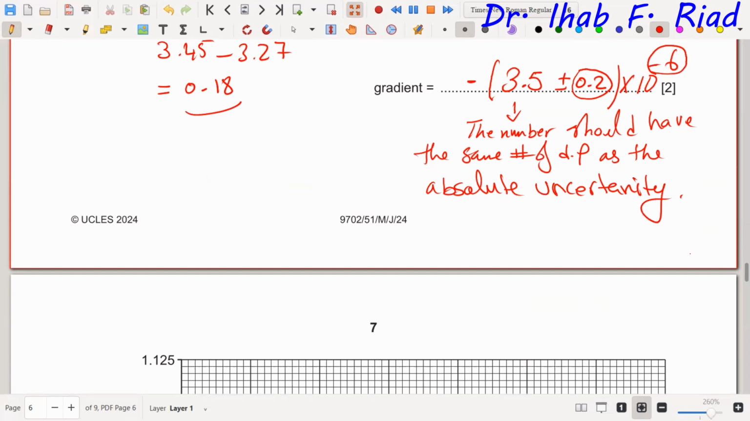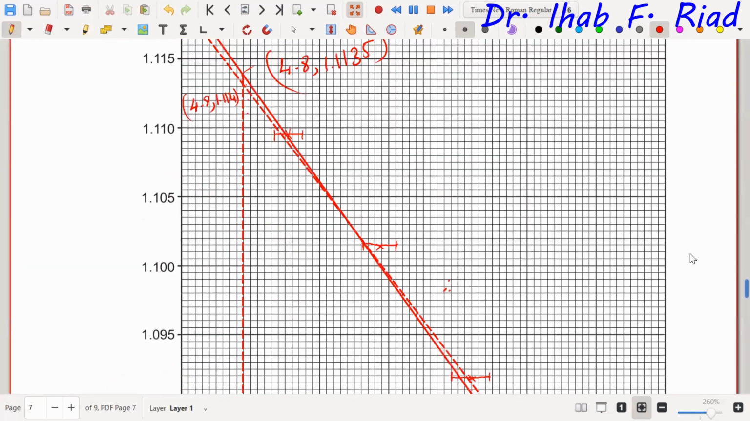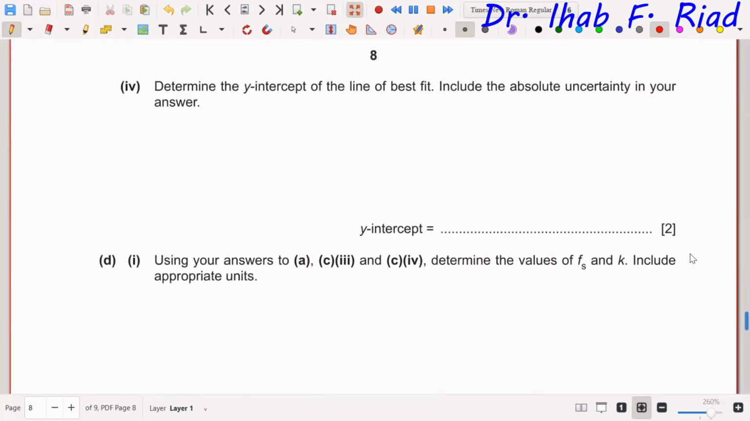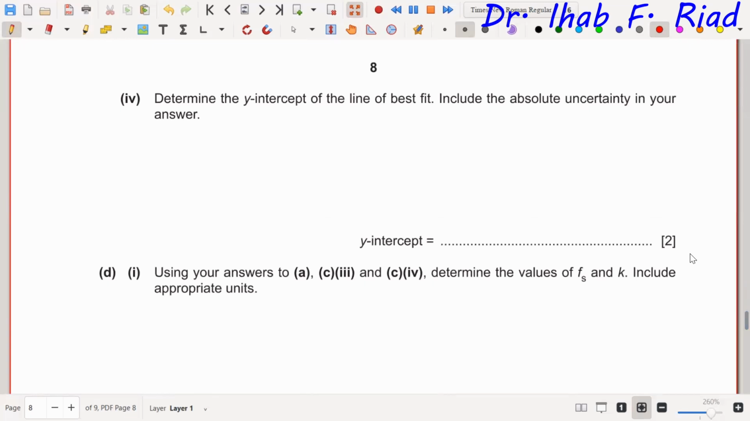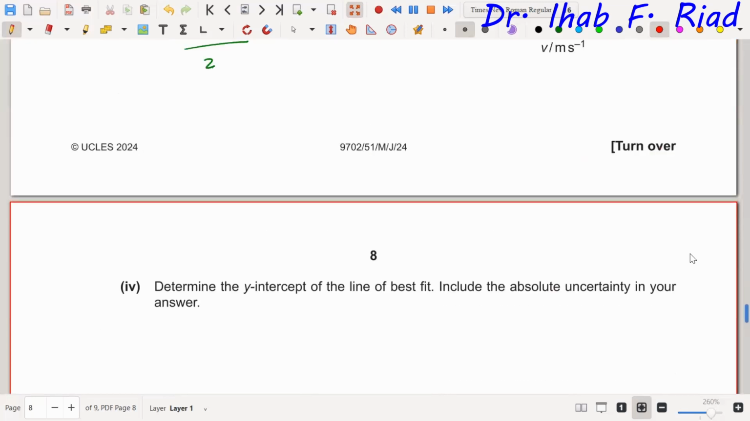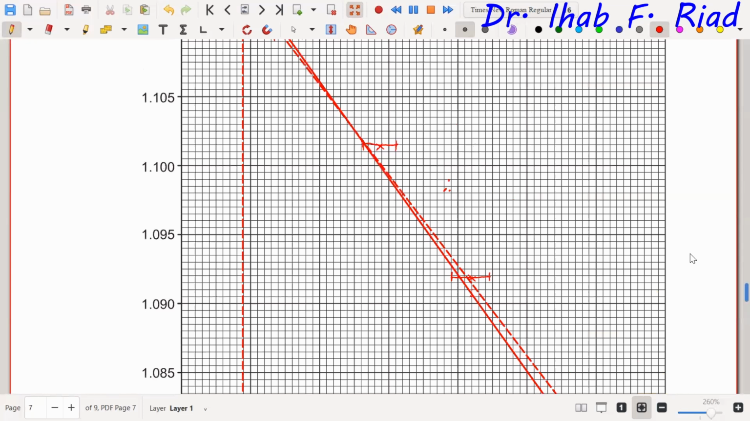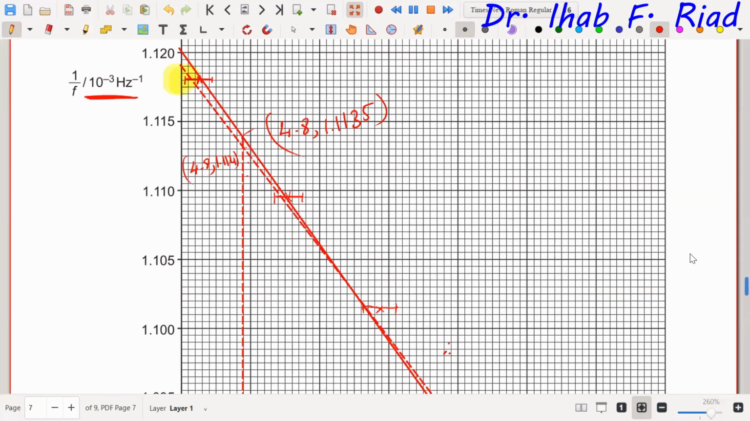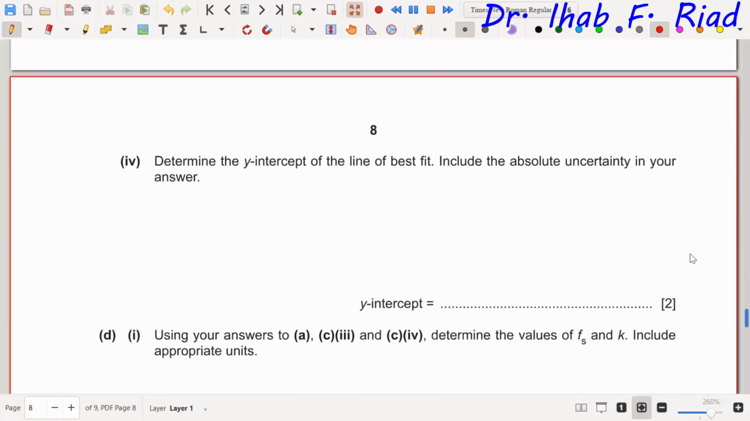Determine the y-intercept of the line of best fit. Include the absolute uncertainty in your result. So how are we going to proceed, Dean? We should find 1 point on the best fit and 1 point on the worst fit. It is not 2 points, it is 1 point. Okay?